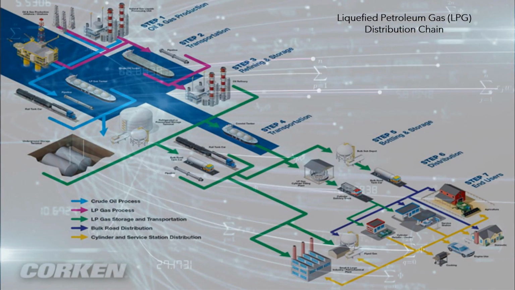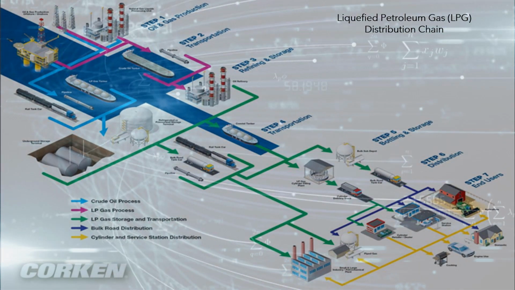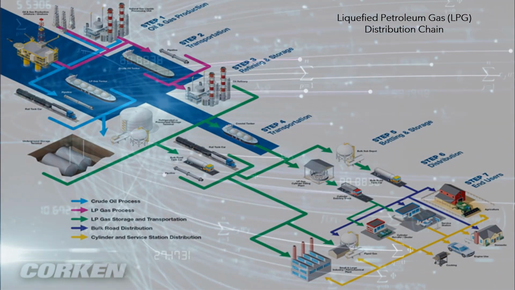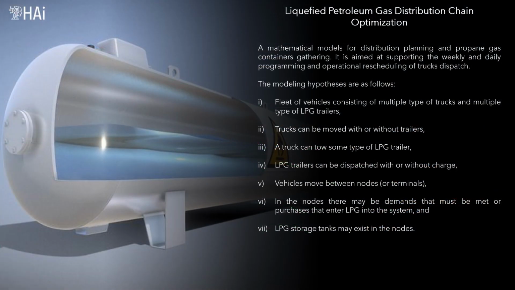Similarly, like oil and LNG, liquefied petroleum gas, LPG, distribution chain may be modeled as an optimization mathematical model. Liquefied petroleum gas distribution chain optimization. A mathematical models for distribution planning and propane gas containers gathering. It is aimed at supporting the weekly and daily programming and operational rescheduling of trucks dispatch. The modeling hypotheses are as follows.